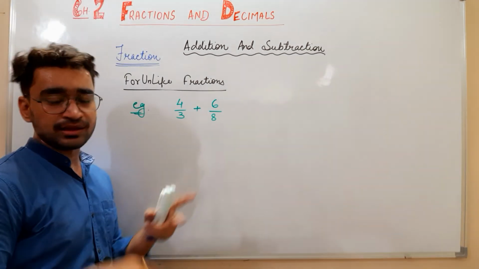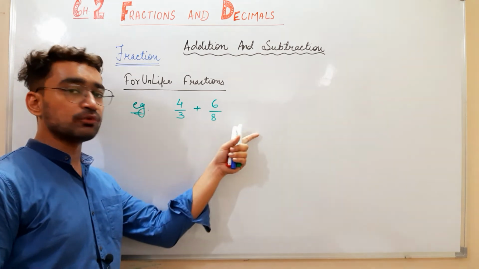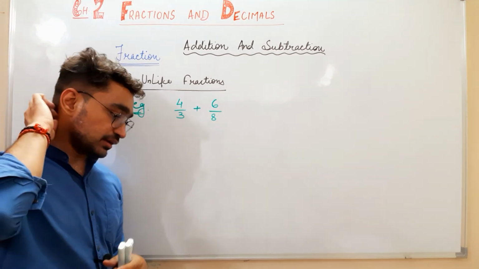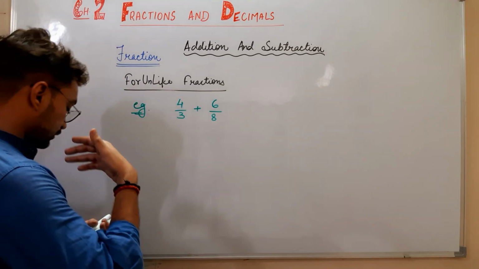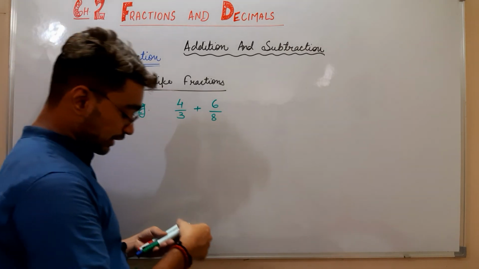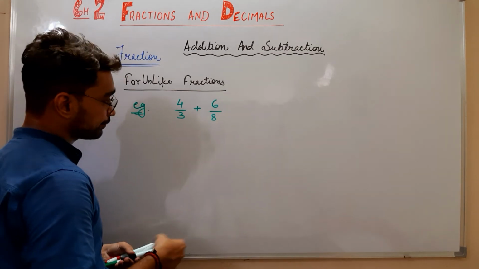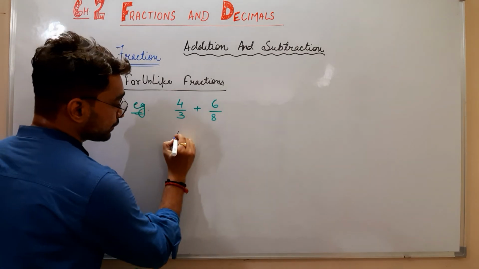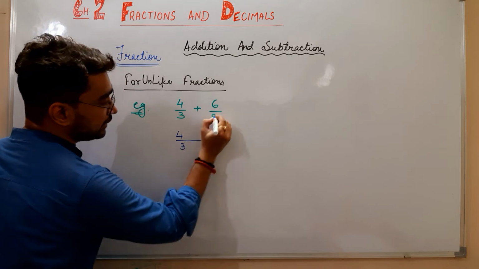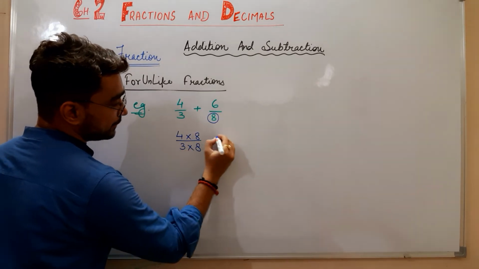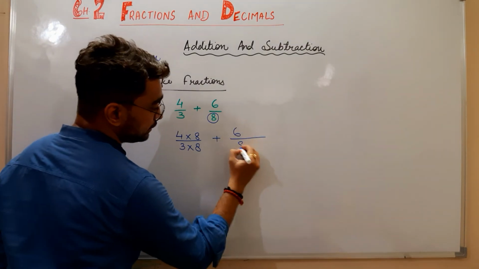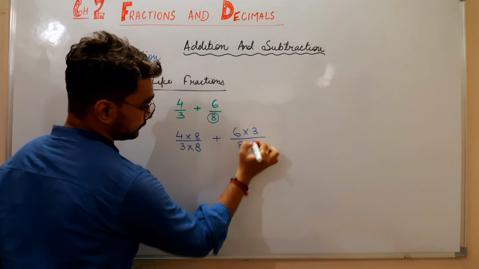If two numbers are there, I will do cross multiplication method. If three or more fractions are there, I can do LCM method. That is no issue. Okay, for this one, if I'm taking cross multiplication method, then how can I do it? It will be 4 by 3 multiplied by this 8 plus 6 by 8 multiplied by this 3.